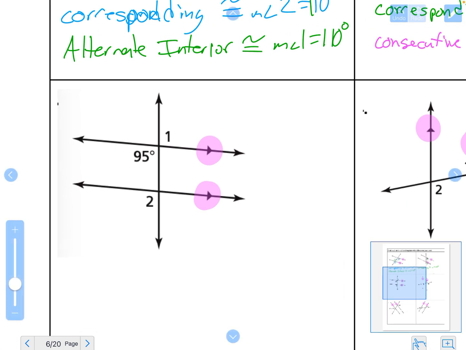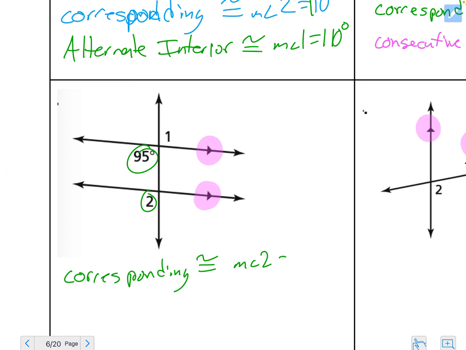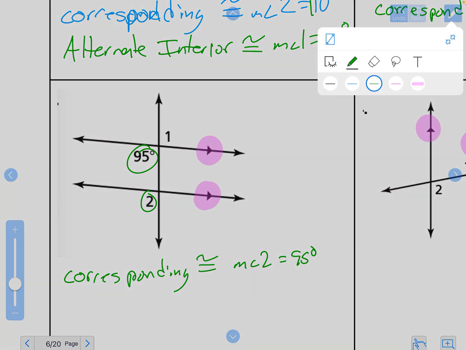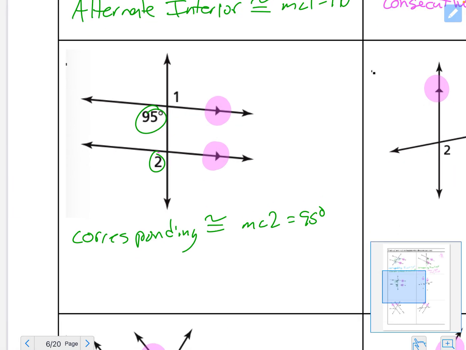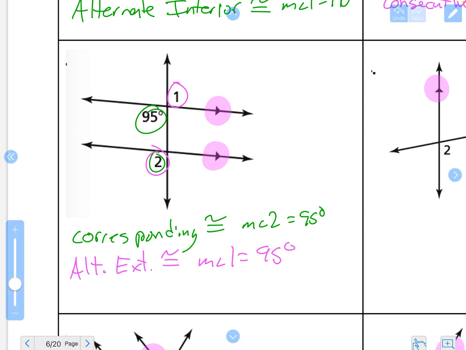All right, we know that 95 and angle 2 are on the same side of the transversal, and they're both below the line, so that's going to be corresponding. So that means they're congruent, so the measure of angle 2 equals 95 degrees. I know that 2 and 1 are alternate exterior because they're on opposite sides and both outside. Alternate exterior angles are congruent, so I know that the measure of angle 1 is also 95 degrees.